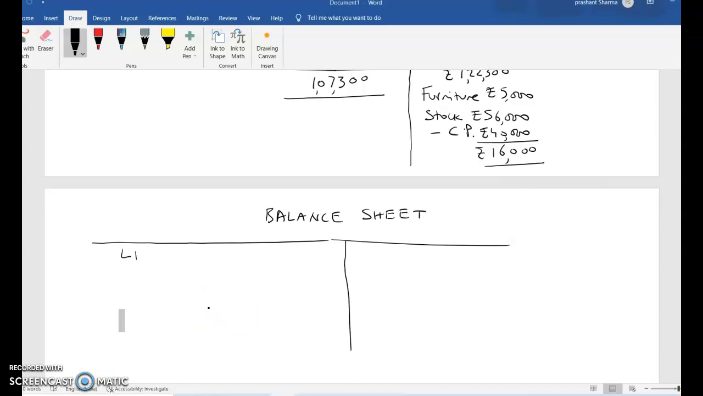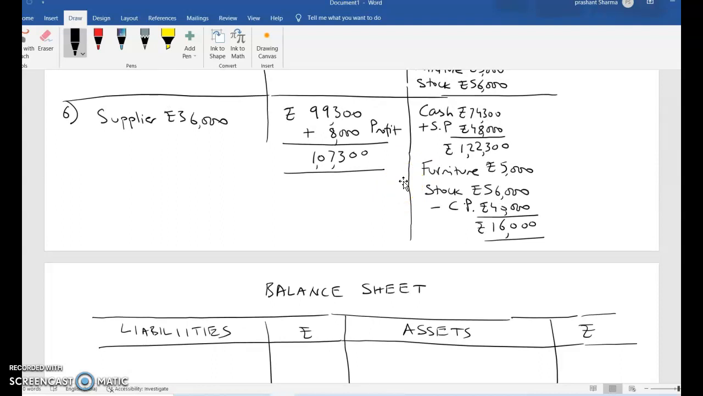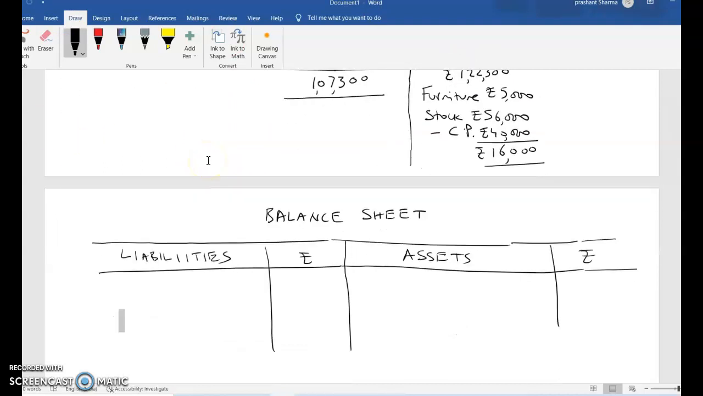L for liability side. Here the amount will come, and on this side you write the assets. LHS means left hand side, L for left hand side, L for liabilities. Remember this, you will not go wrong. Children, what I have to do is I just have to copy. Deliberately I kept liabilities and capital on the left hand side. So I just have to copy the supplier from above, the last equation.